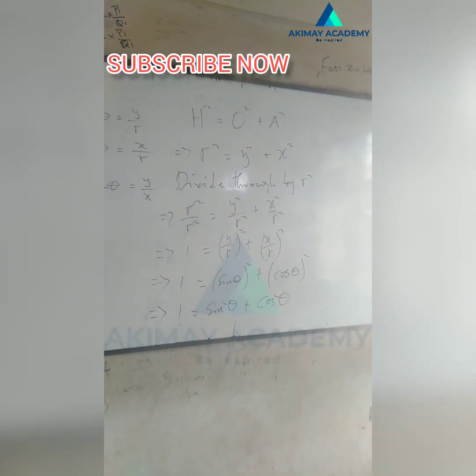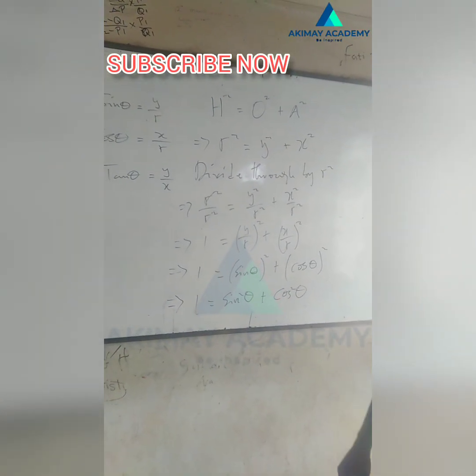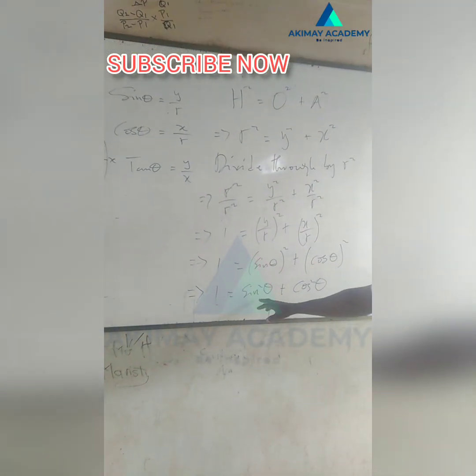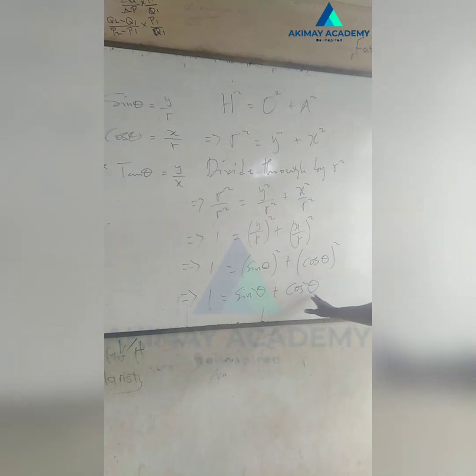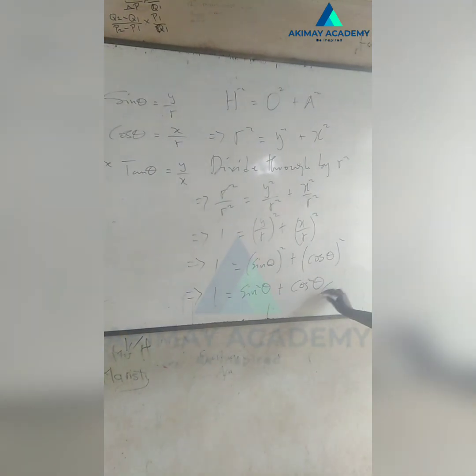And this becomes the first identity of trigonometry, which is sin squared theta plus cos squared theta equals 1. And I hope everything is clear.